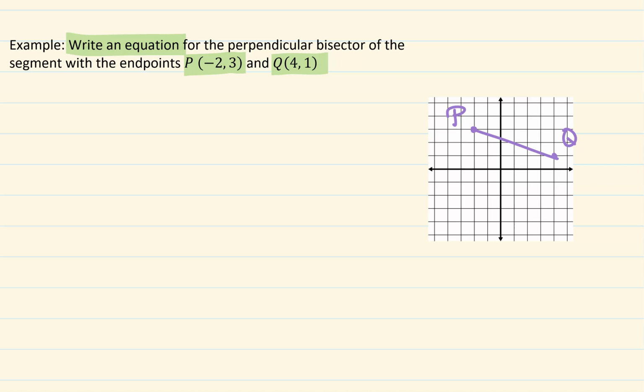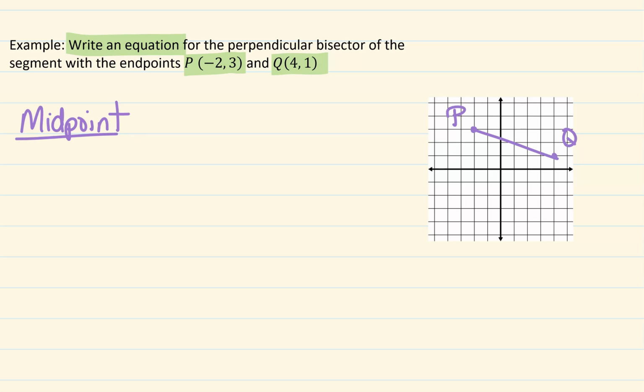So what point on that segment does our perpendicular bisector need to go through? If it bisects it, what point does it need to go through? What is that middle point called? The midpoint. So we need to first find the midpoint because we know that our new segment has to go through the midpoint.